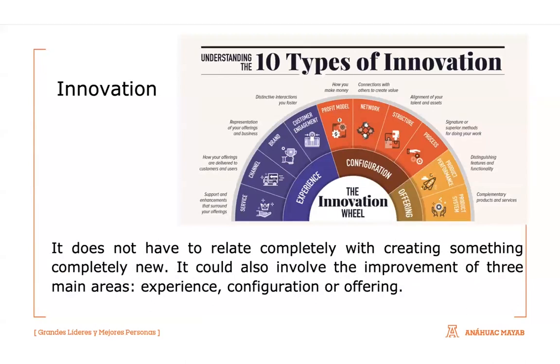Another thing is actually innovation. Remember that innovating doesn't necessarily mean creating something extremely new. Okay, it could also mean that you want to improve the experience, configuration, or offering. As we can see here, we have 10 types of innovation, but specifically they are cataloged in 3 elements. As I mentioned, experience, configuration, and offering. All these elements at the end will make a competitive advantage, okay? Because all these things, and even a combination of using multiple ones, can make a huge difference.